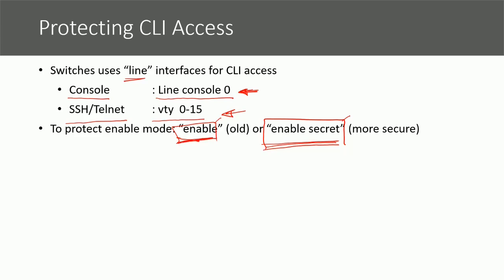Enable password by default is not encrypted, and even if you encrypt it, this encryption is not strong enough. On the other side, enable secret uses hashing. This hashing is more secure and more difficult to crack, and that's why it is always suggested to use enable secret instead of enable password in any new configuration.